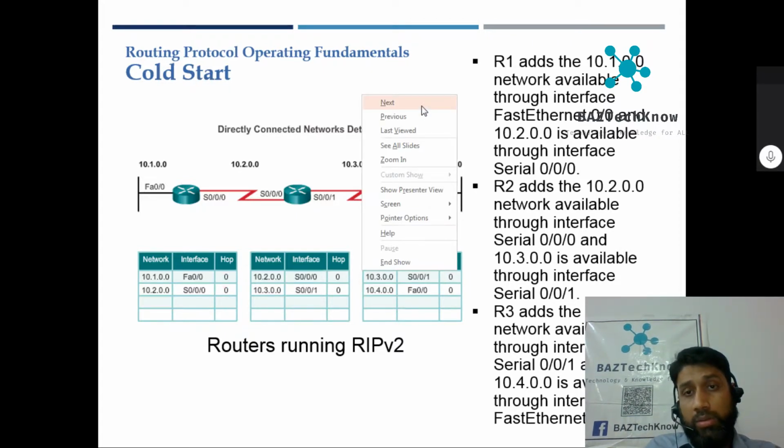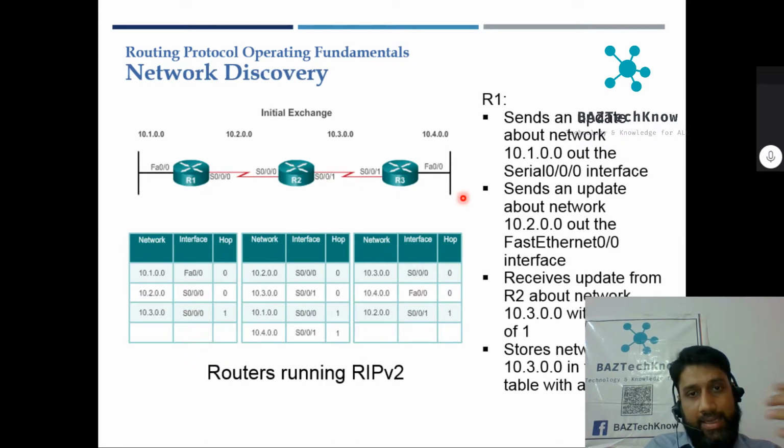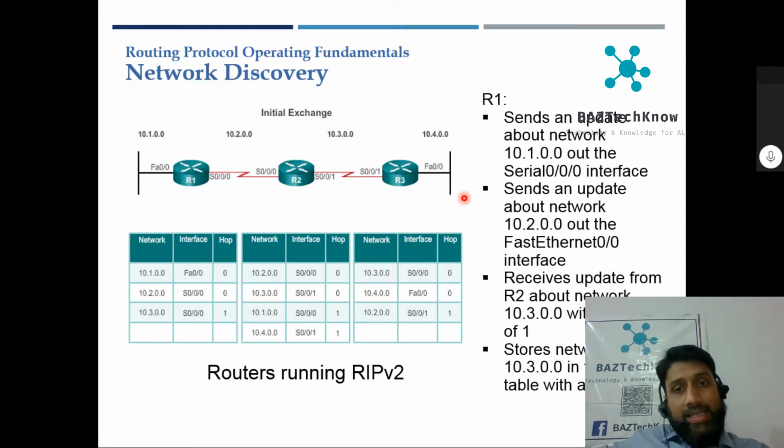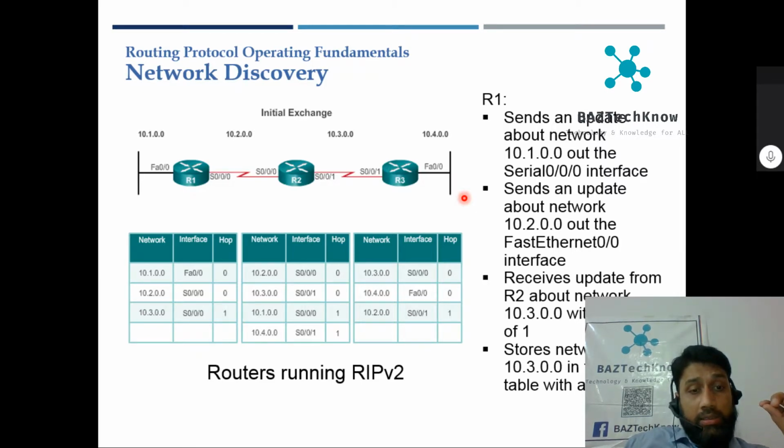But when you go further, in the second step, network discovery, as I mentioned in the previous slide, in the initial state the router shares its knowledge and also shares the knowledge which it has already learned from previous experience. Maybe it's from static routing, or maybe it's from somebody else's router. So in the second step, the router updates about the networks which are known to it.